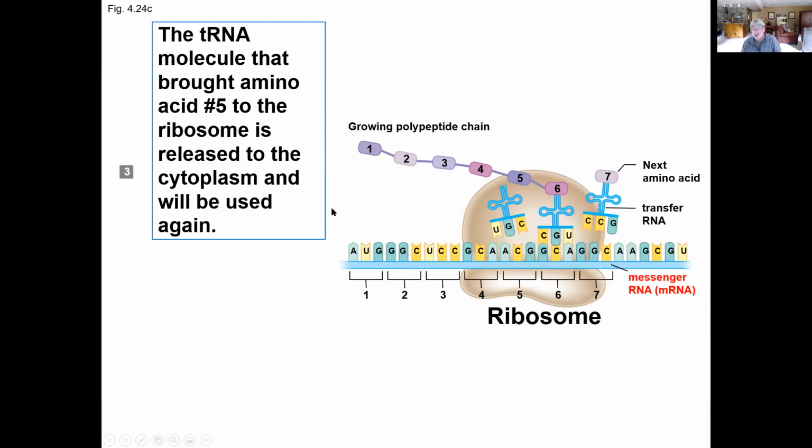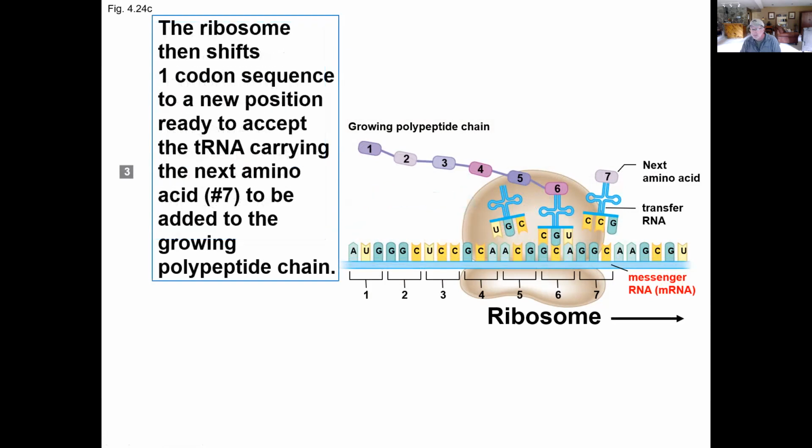So this is just shuttling or transferring amino acids, thus the name transfer RNA. But it now leaves, we break the hydrogen bonds between the bases of the codon and the anticodon bases. This guy leaves. Here comes another amino acid carried by another transfer RNA molecule. But before it can come in and lock in place, we have to move the ribosome over one codon sequence. So the ribosome actually shifts, it moves along the messenger RNA.